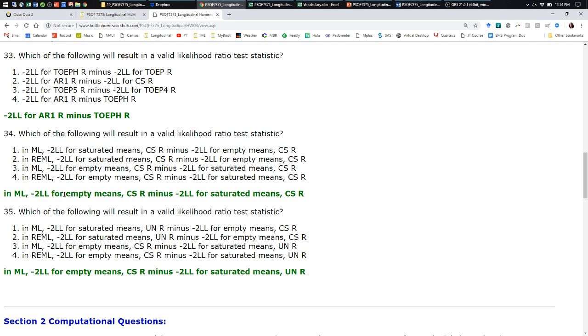So vocabulary, what's empty means? What's an empty means? One fixed effect, right? What is it? Yep, the grand mean, intercept. Saturated means: as many fixed effects as occasions, right? So this comparison is another way of saying, do I have a main effect for time? An omnibus main effect for time? Can you think of another way that I could answer that question? F-test, yeah. Multivariate Wald test is what that's called.